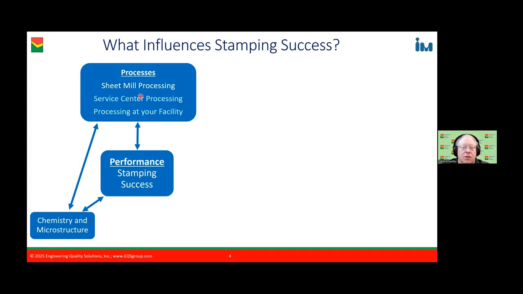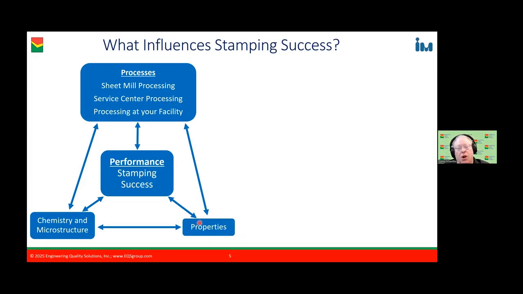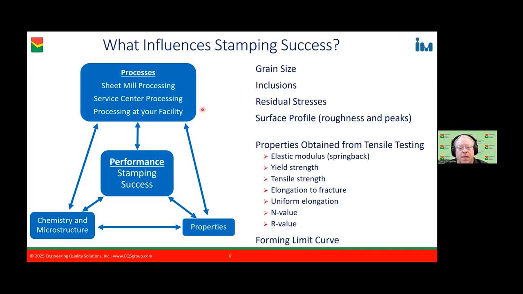But in addition to the sheet mill, it's also what happens at the service center or even within your own facility. The act of unwinding a coil changes the strain state within the product. And those can have an impact on the performance and through the material properties that come out, not just the material properties that are measured at the sheet mill, but also how the properties change going through this processing. What are the properties that we're talking about that could affect performance?